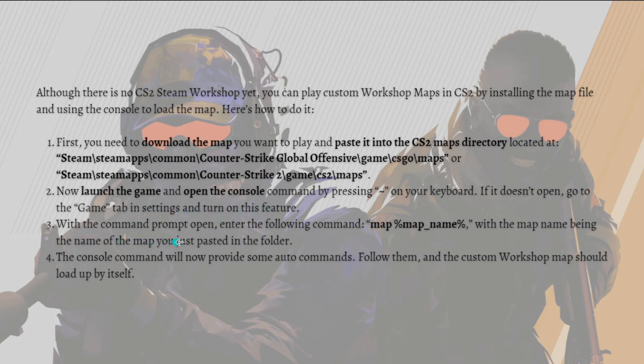With the command prompt open, enter the following command right here. It says map percent map_name percent, with the map name being the name of the map, you just paste that in from the folder. The console command will now provide some auto commands. Follow them and the custom workshop map should load up by itself.